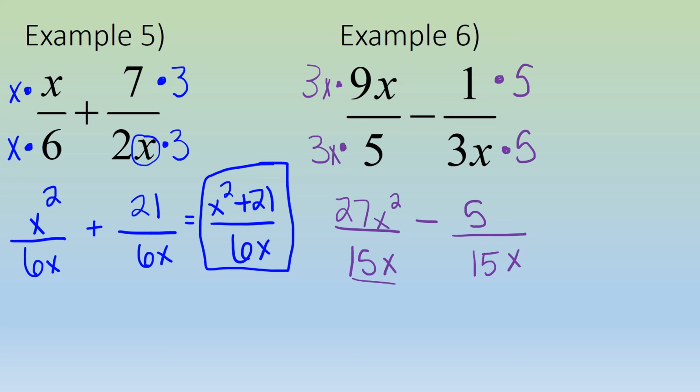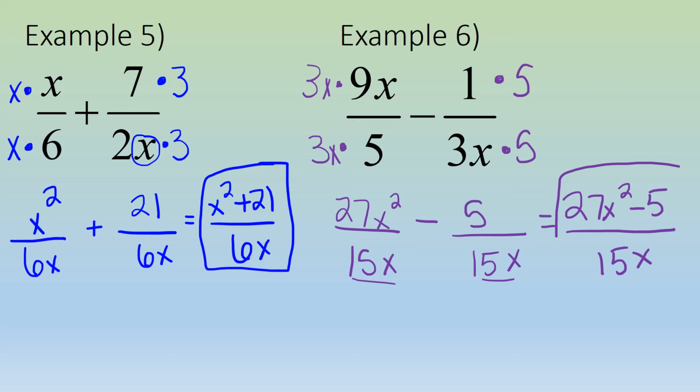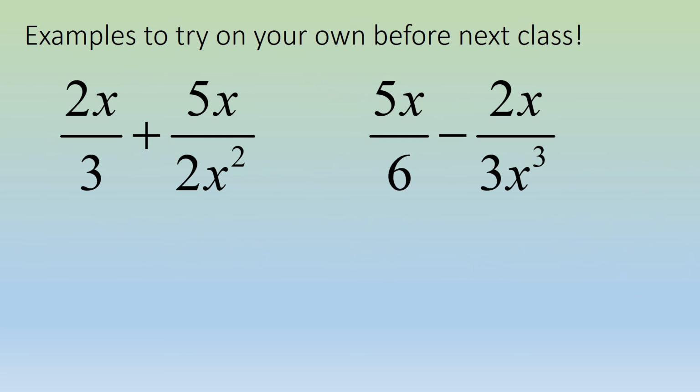Now I have common denominators, 15x in both, and I'm simply subtracting. So I have 27x squared minus 5 all over 15x. I can't factor 27x squared minus 5, unfortunately. So that means that I can't simplify or go slash happy. So this would be my final answer, 27x squared minus 5 all over 15x.